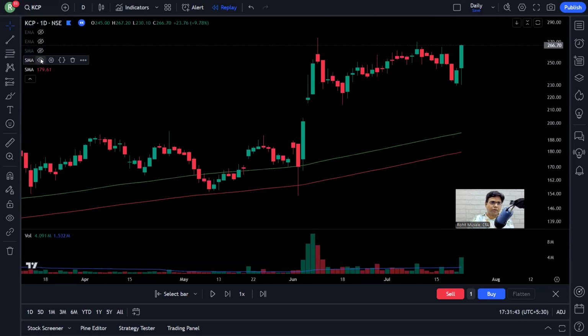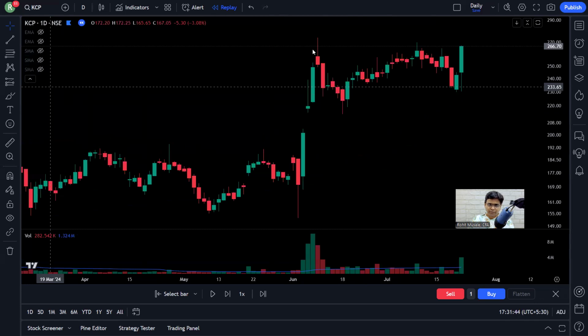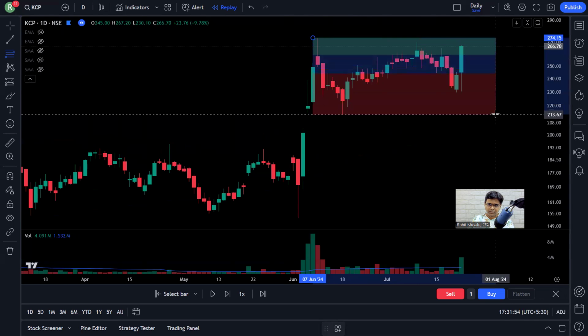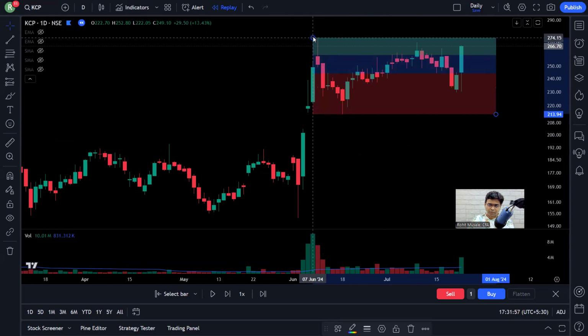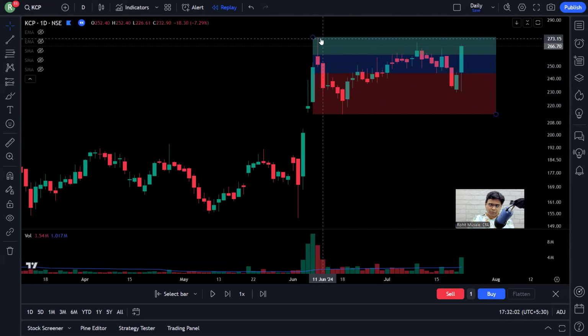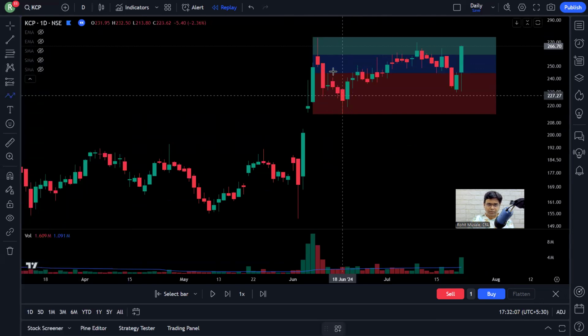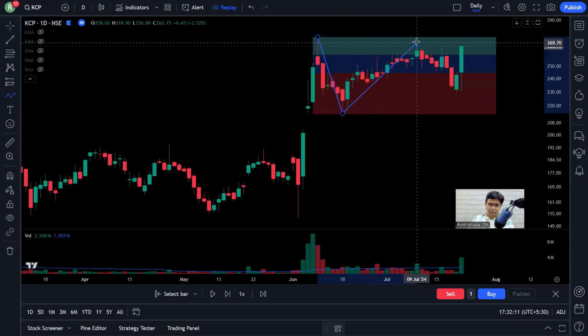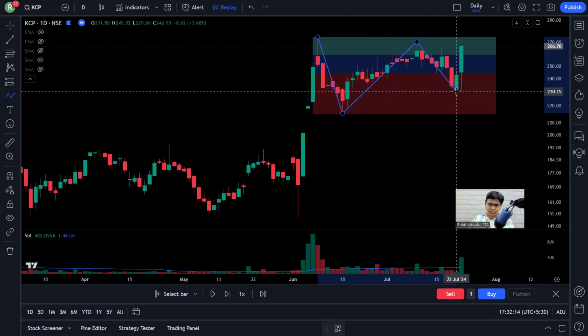Second reason, you look at this base. Okay. So if I draw the base, it starts from here. Yeah. So this is point 1, point 2. So let me draw the contractions for you. This is point 1. This is point 2. This is point 3. This is point 4. And this is point 5.